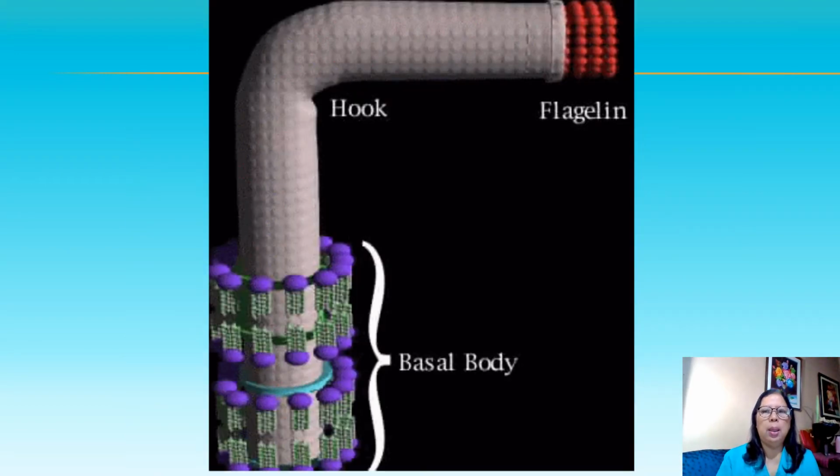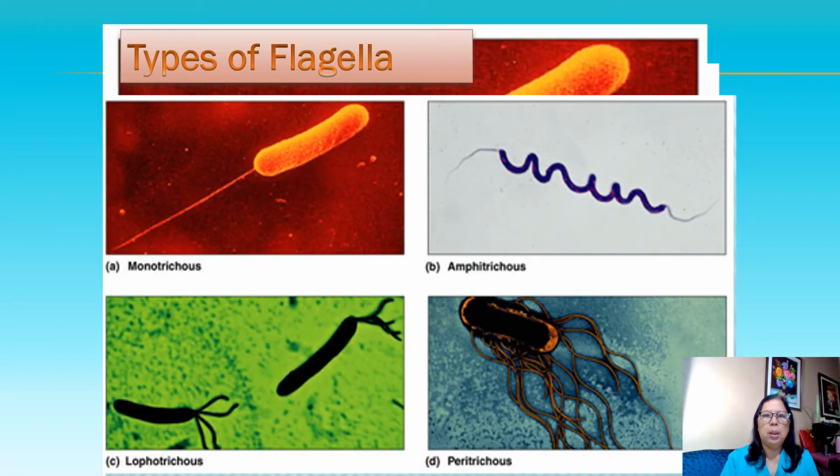And then this is a more magnified illustration of the appendage flagella. You have there the flagellin, the hook, and here the basal body. This portion here rotates, allowing the flagella to move in a circular pattern. These are the different types of flagella. At one end, you have the monotrichous. At both ends, you have the amphitrichous. With many flagella at one end is the lophotrichous. And if the flagella are found on any side, everywhere, you have the peritrichous.